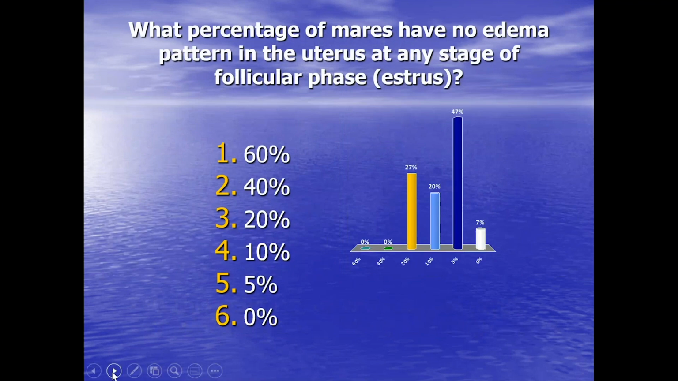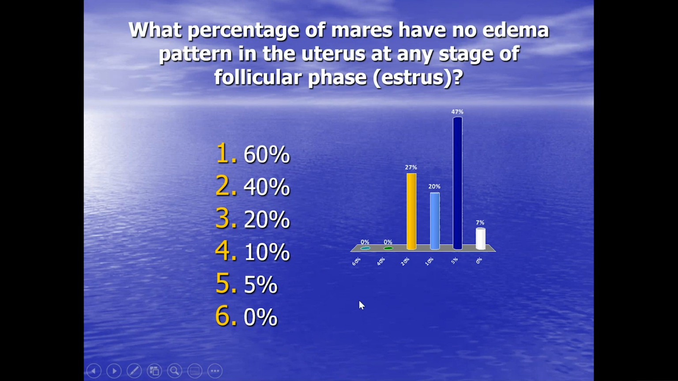Now, I don't know if these mares trouble you. They certainly can trouble me. They're a mare which, throughout the follicular phase, develops no endometrial edema pattern. So I asked people, what percentage of mares have no edema pattern in the uterus at any stage of the follicular phase? And I would be in the majority again here. I think it's less than 5%. I think it may actually be somewhere like 1 in 100, or 1 in 50 at most. So 1 to 2%. So not 0. I do occasionally see it, but it'd be certainly even less than the 5%. So I think it's pretty rare.